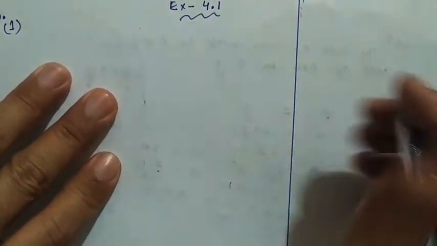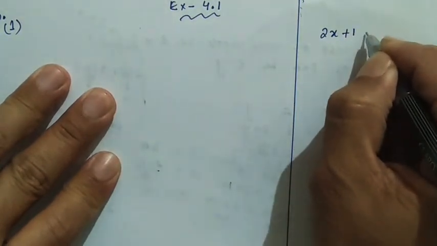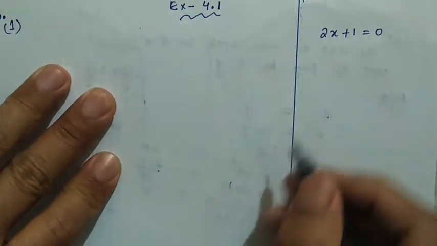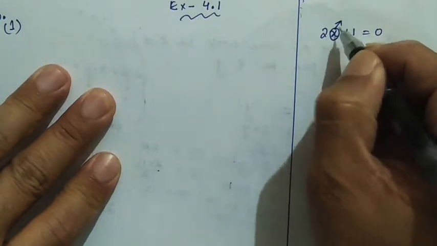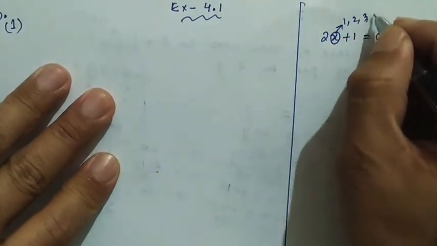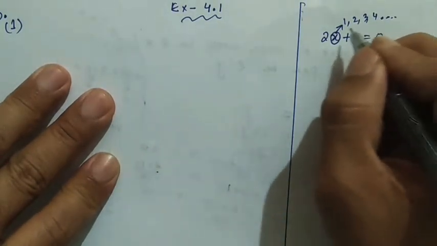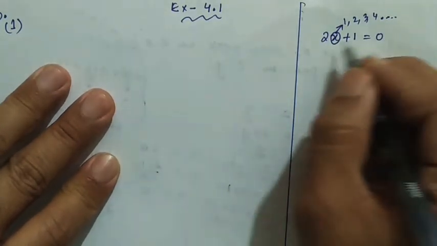Now, if I write an equation 2x plus 1 is equal to 0, this is a linear equation in one variable, because there is only one variable here, this x. x is called a variable because its value can change. It could be 1, it could be 2, it could be 3, it could be 4. So this is an equation in one variable.